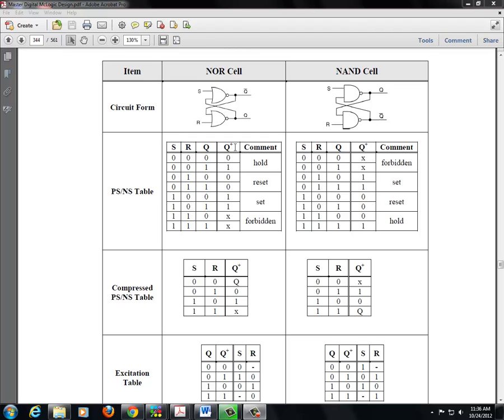We drew a truth table for this gate with S, R, and Q as the inputs and Q next state as the output. And we noticed the hold condition was when S and R were both 0. The reset condition was when S was 0 and R was 1. The set condition was when S was 1 and R is 0. And the forbidden condition was when they were both 1. This is because in this cross-coupled form, having both inputs be 1 would cause both Q and Q naught to be the same value, which is not valid.